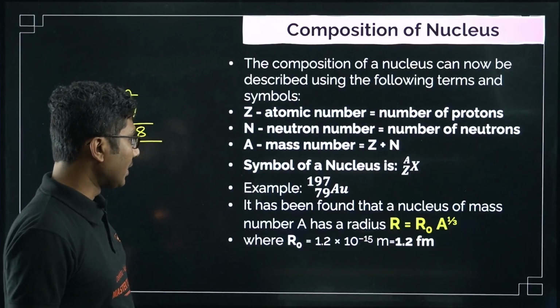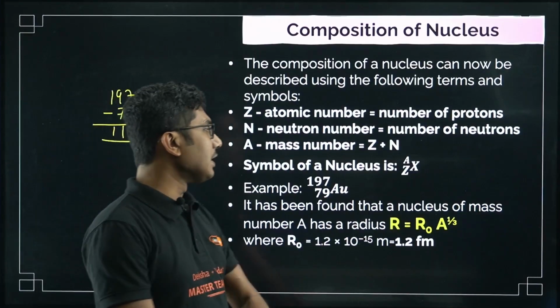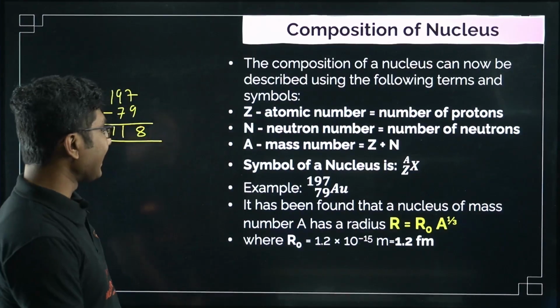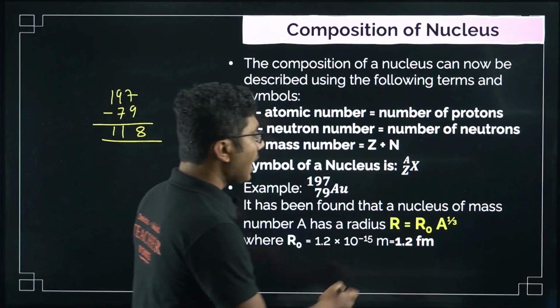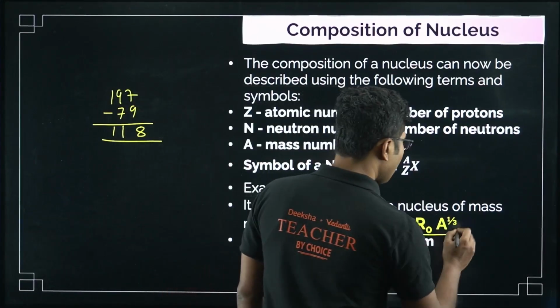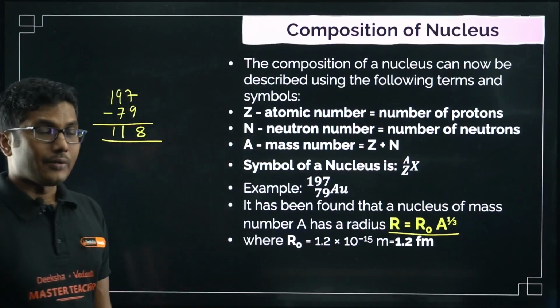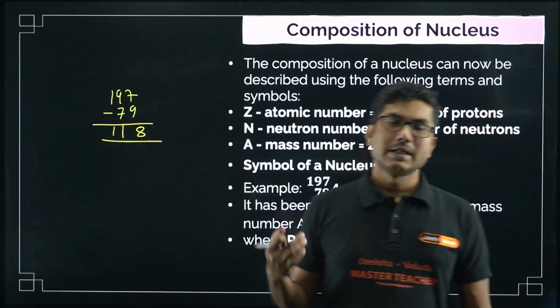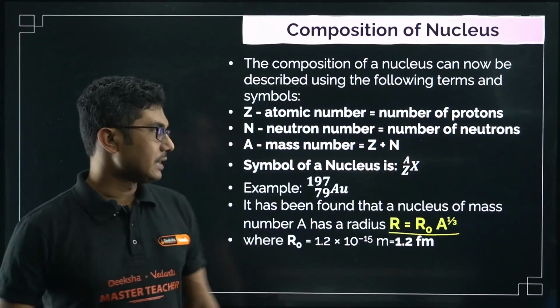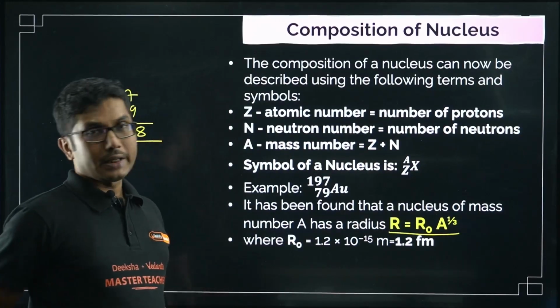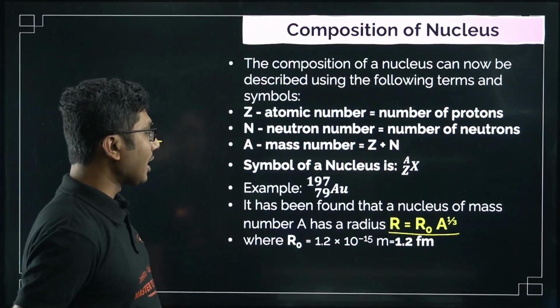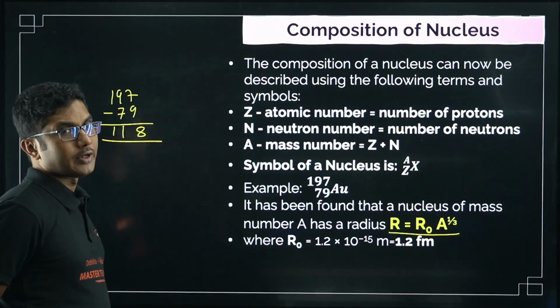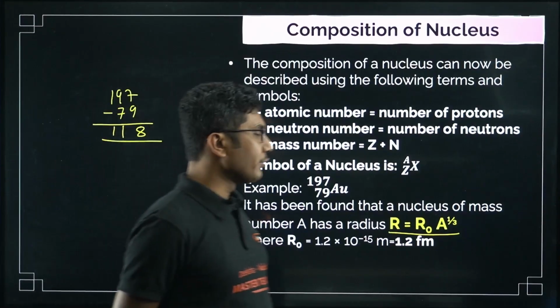And what else? It has been found that a nucleus of mass number A has a radius of R equals R naught A to the power 1/3. A is the mass number. Obviously, if the mass number is A, then the radius of the nucleus is given by R naught A to the power 1/3. What is R naught? R naught is 1.2 femtometer, or 1.2 Fermi.